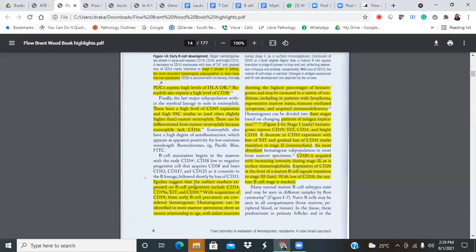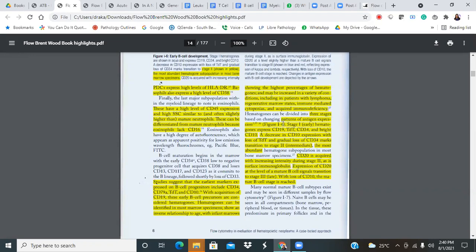And studies suggest that the earliest markers expressed on B cell progenitors include CD34, CD79a, TdT, and CD10. With acquisition of CD19, these early B cell precursors are considered as hematogones. Hematogones can be identified in most marrow specimens, showing an inverse relationship to age, for example, with infant marrow showing the highest percentage of hematogones. They may be increased in a variety of conditions, including patients with lymphoma, regenerative marrow states, immune-mediated cytopenias, and acquired immunodeficiency.